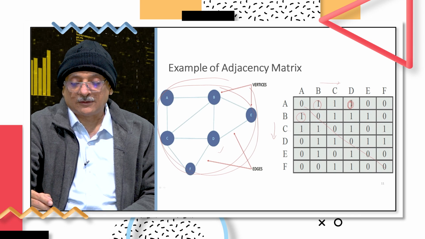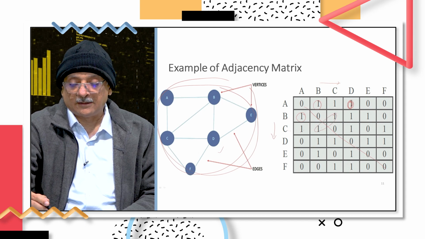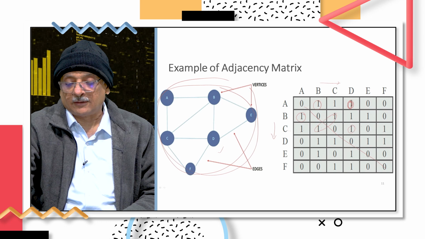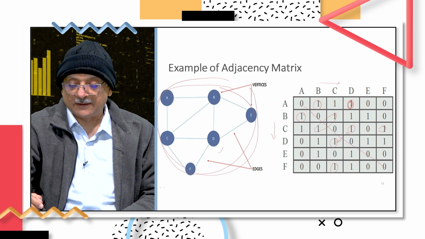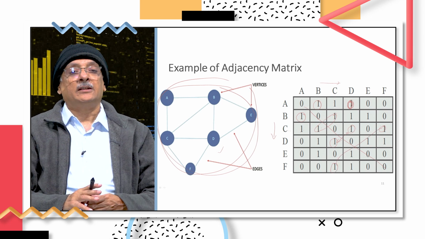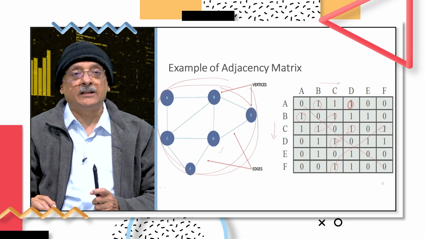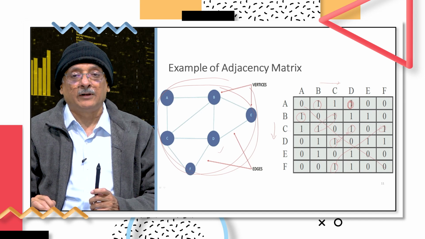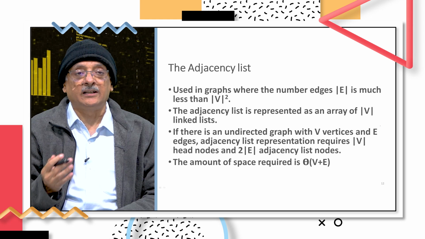This particular value is also going to be symmetric, this value with this. Then the next value is this, and it is also symmetric here. And this value with this is symmetric. So, you can see that symmetry is the main hallmark when we are dealing with the adjacency matrix representation of a graph. Next is the adjacency list.